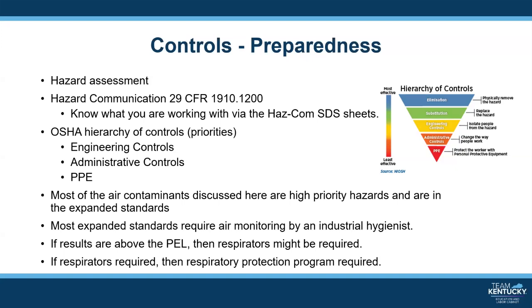Most of the air contaminants discussed here today are high priority hazards and are in the expanded standards. Most expanded standards require air monitoring by an industrial hygienist. If the results are above the PEL, then respirators might be required. If respirators are required, then a respiratory protection program is required.